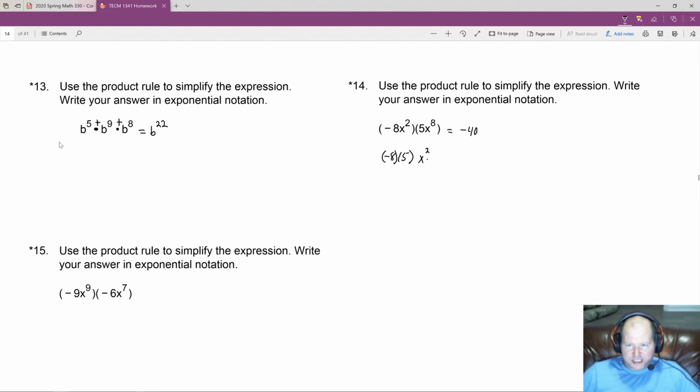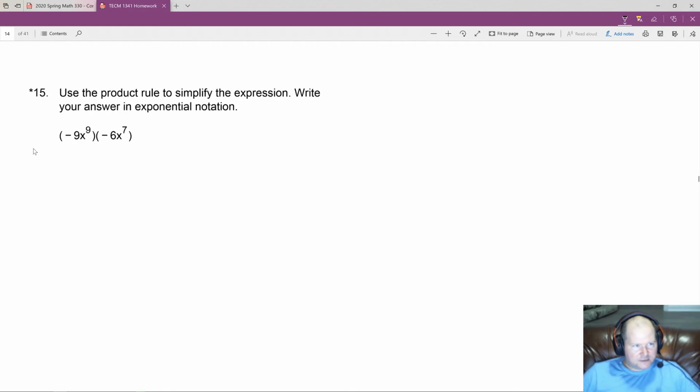Next, we have a -8 times a +5, which will give me a -40. Then we have x to the second times x to the eighth. And since they have the same bases, we're going to add the 8 and 2 together and get a 10. So we end up with x to the 10th power. So -40 x to the 10th power is the answer. Move on to the next one.